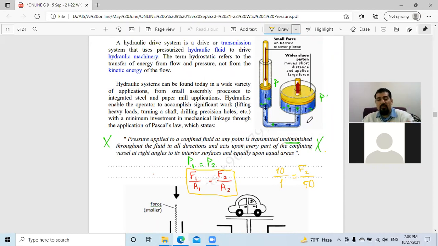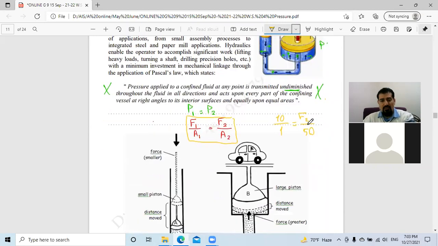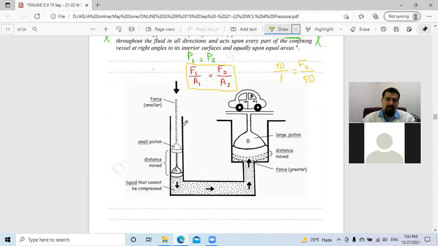It is easier to use because we are using a small force to create a large force, by these types of machines. So this small force, F1, acts on a small surface area. It would be a huge force on the large piston that can lift cars, or any other heavy objects.